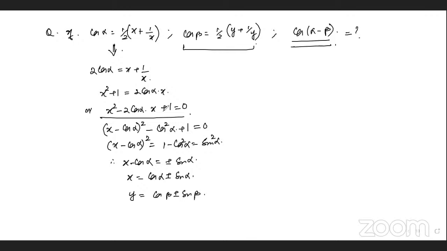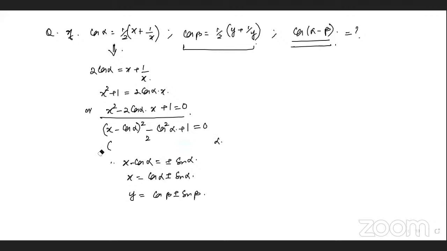x square plus 1 minus 2 cos alpha into x, x square minus 2 cos alpha x plus 1, that is x minus cos alpha whole square. That's equal to minus cos square alpha plus 1 equal to 0. It is no, ये गलती है यहाँ पर, we had done something wrong over here.